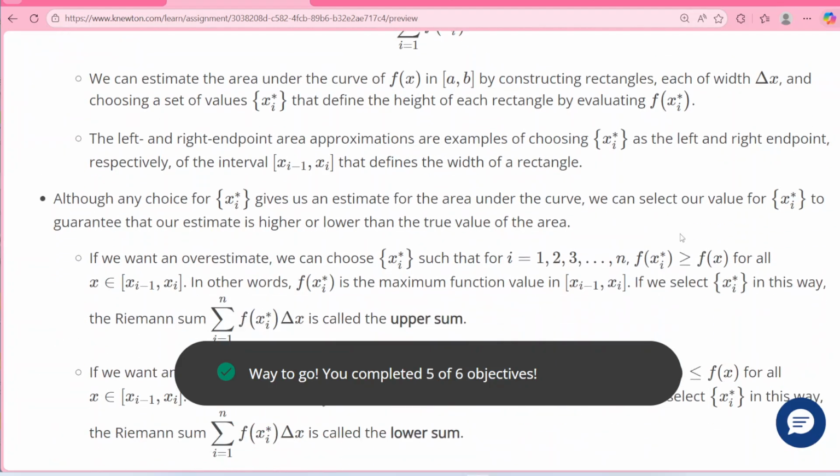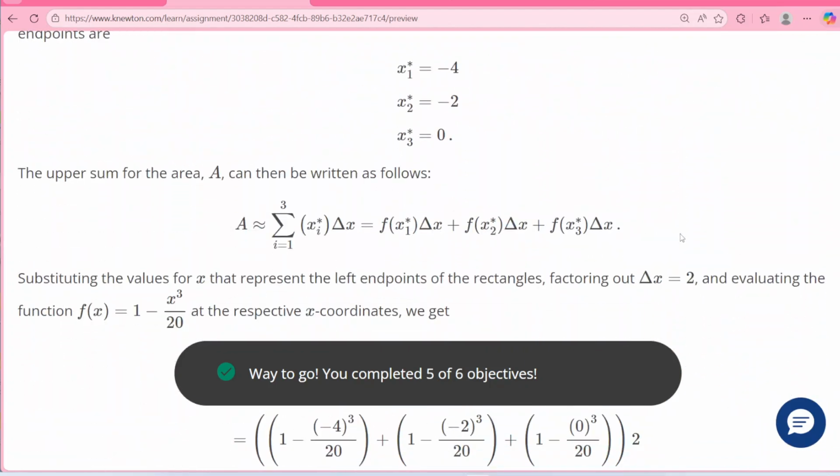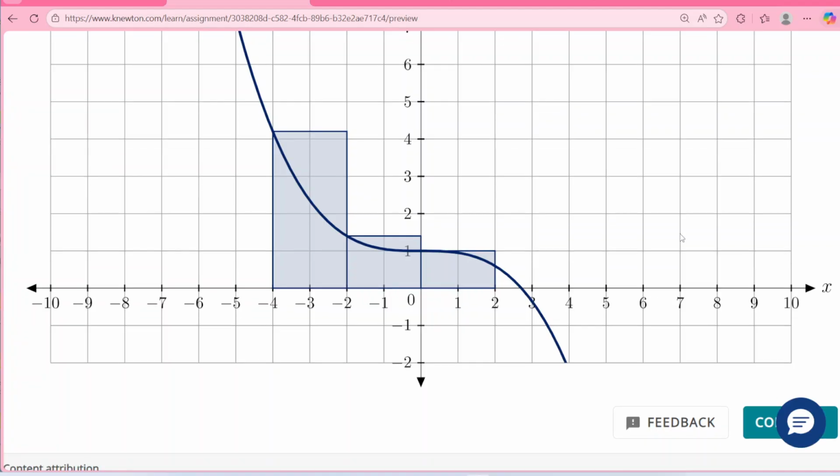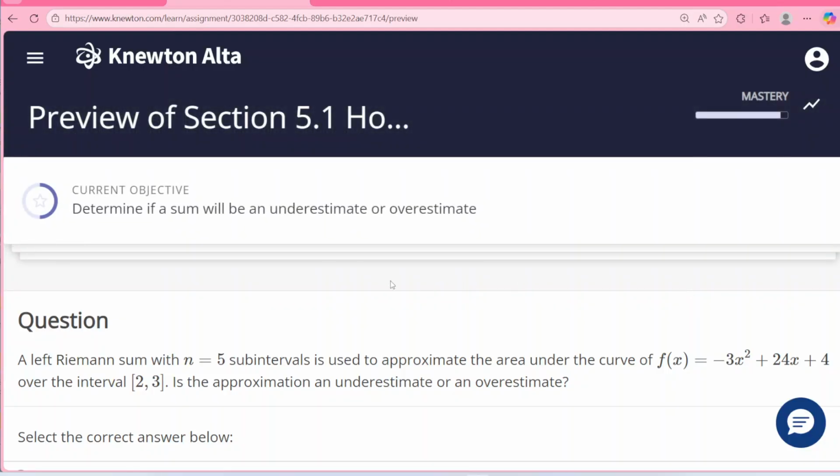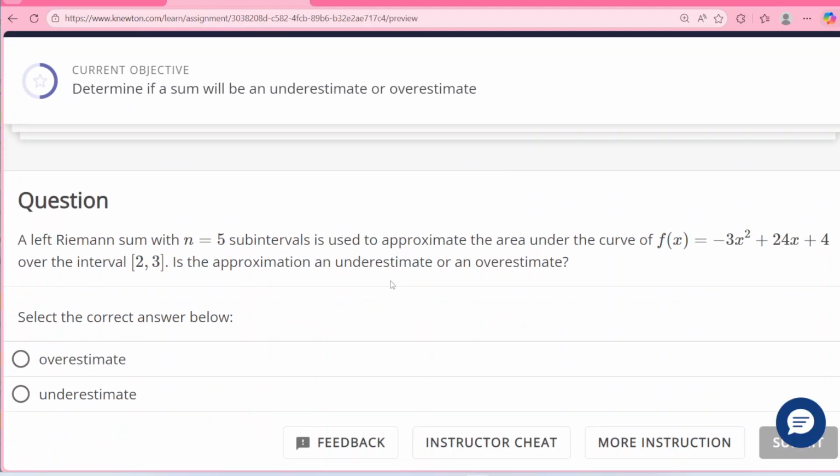All right. Again, they have a nice picture probably. There it is. See all those overestimating rectangles.